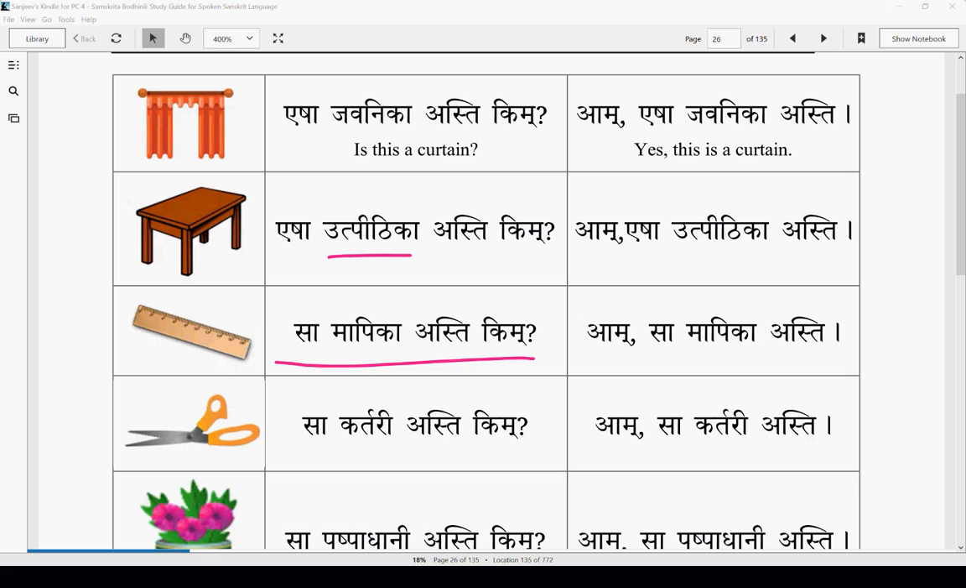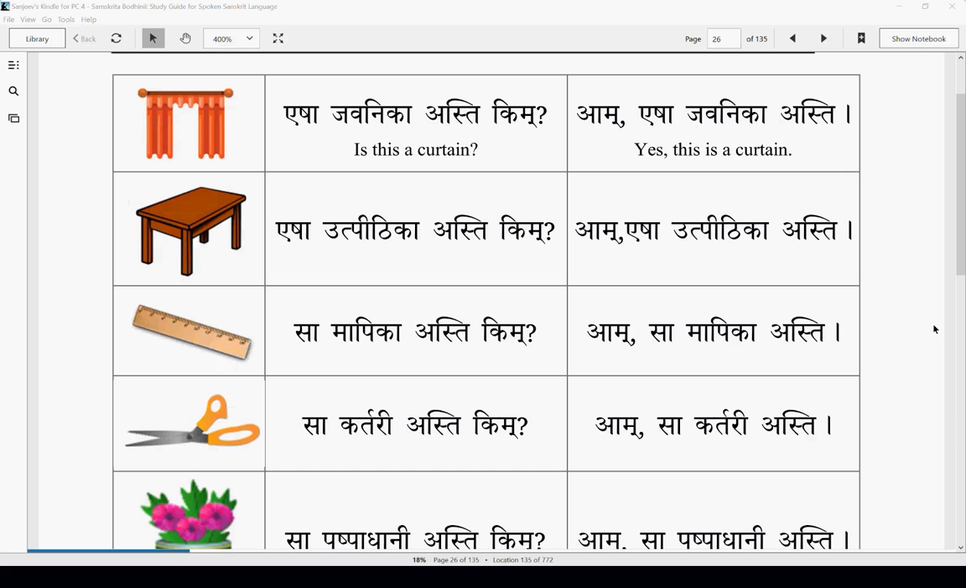Okay, good. Very good. Thank you. So Mapika is the ruler here, and this should be read as Sa. Sa. The teeth. Sa. Not Sha, right? Yeah. Okay. Good. Sa. Okay. Thank you. So next one is ending in E.